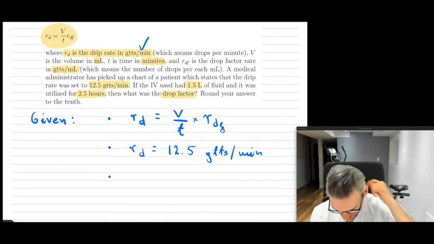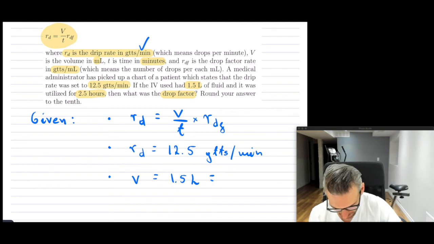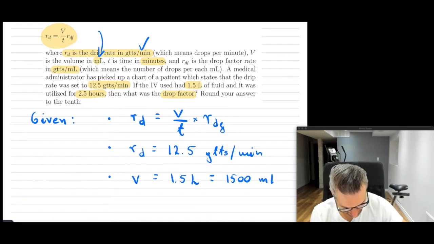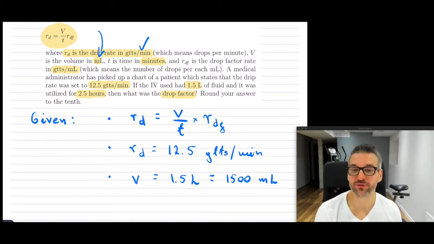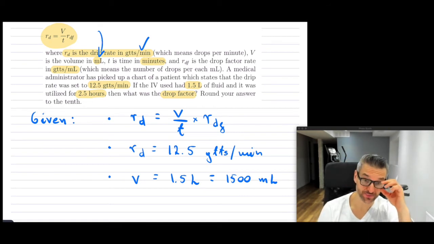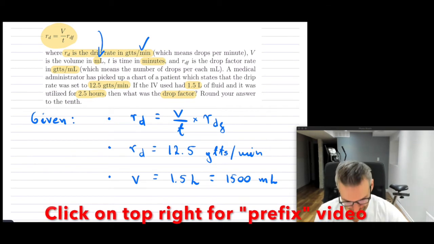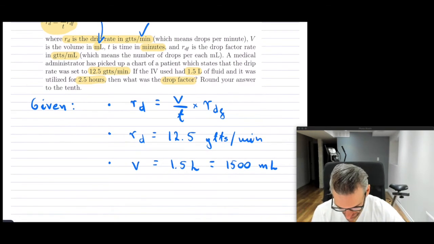They do give us the volume. The volume is 1.5 liters, but we want the volume in milliliters. So I'm going to change this. This is your understanding of prefixes. Please make sure that you understand those prefixes, that you're going back and forth. So that is prefixes, and that's changing it back.